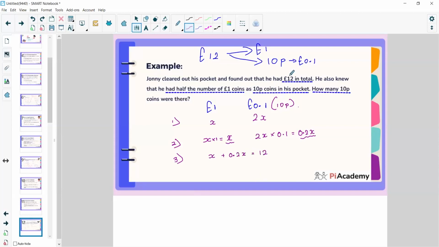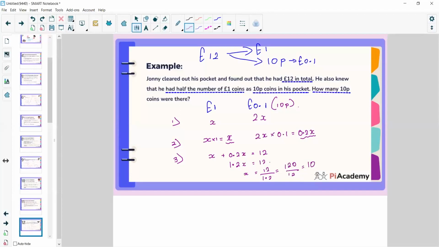Again, ensuring the units are the same. This is in pounds, this is in pounds, 12 is also in pounds. Okay. So x plus 0.2x is 1.2x. This equals 12. So what is the value of x? X is 12 divided by 1.2, or this is 120 divided by 12, which is 10.